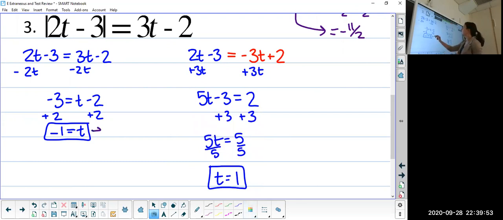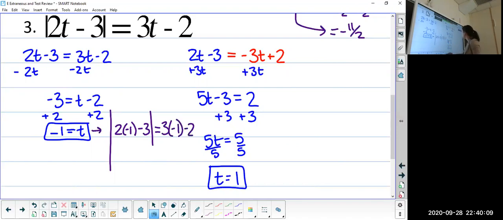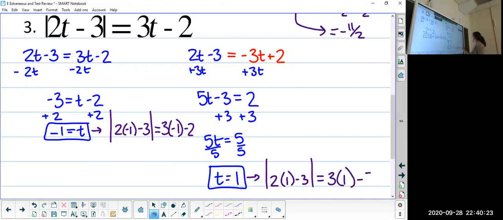So we are going to say absolute value, that's a giant absolute value marker, 2 times negative 1 minus 3 equals 3 times negative 1 minus 2. Okay, so we take it and we put it back into the original. Same thing right here. Absolute value, 2 times positive 1 minus 3 is equal to 3 times positive 1 minus 2. Always putting it back into the original.